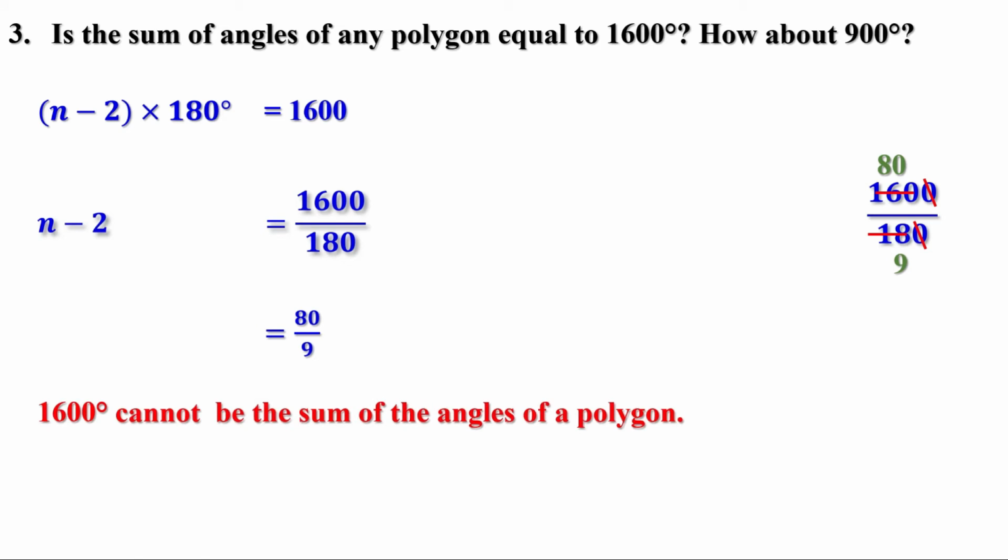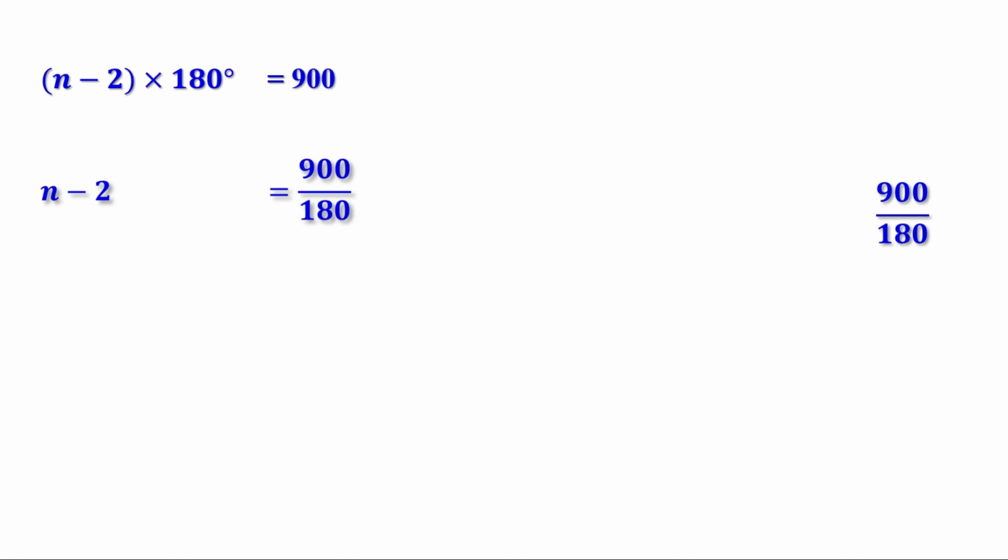Now, how about 900 degrees? Let us check. Again, let us suppose that 900 degrees is the sum of the angles of a polygon of n sides. Then we can write (n minus 2) into 180 degrees equal to 900 degrees. Taking 180 to the other side, we can write n minus 2 equal to 900 divided by 180. Now let us simplify. A 0 can be cancelled from both numerator and denominator. Now we get 90 divided by 18.